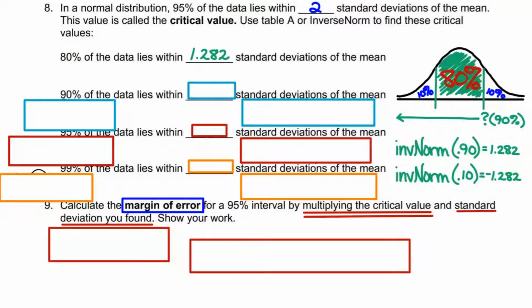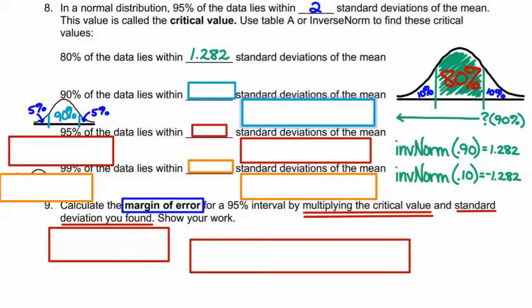How would I need to change this to do 90%? What would I do differently to calculate a 90%? How would that impact the tails? If I have 90% in the middle, how big are each of the tails? 5%. Each of my tails would be 5%. So I could do inverse normal of 0.05. It's going to give me a negative number. I just want to know what's the distance, so I would just change it to a positive. It's the same if I'm on the upper boundary or on the lower boundary.